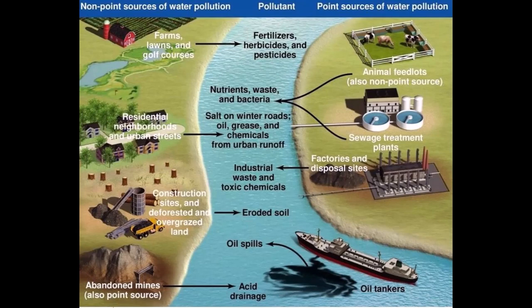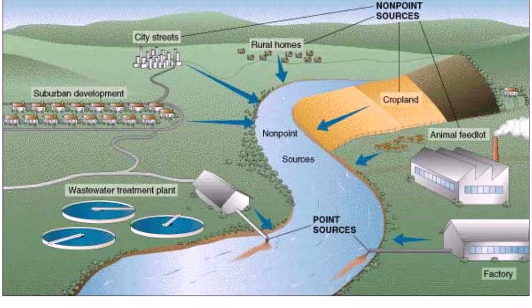One way to categorize water pollution is based on its source. If the source of water pollution is easily identifiable, let's say a factory disposes of its effluents into the water body using a pipe, then it is called a point source of pollution.